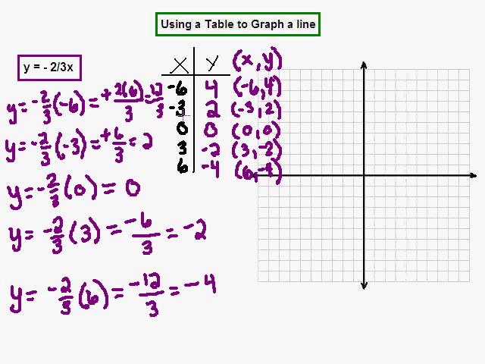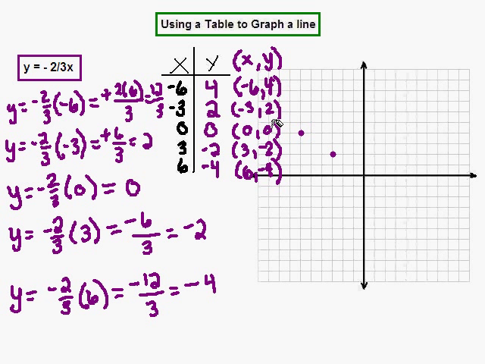Alright, now we're going to go ahead and graph these ordered pairs. Remember, when I graph, I always go left or right first, according to the x, and then up or down, depending on what the y is. So our first ordered pair is -6, 4. So we're going to start in the center, and we're going to go left 6 and up 4. Now we're going to graph our next one, -3, 2. So I'm going to go left 3 and up 2. And there's my point.